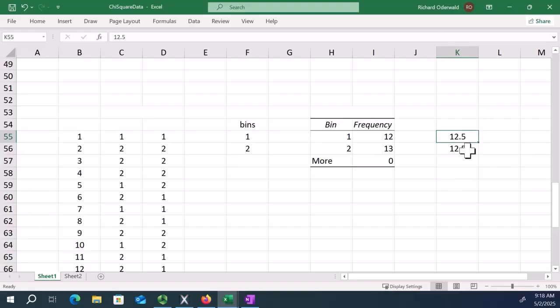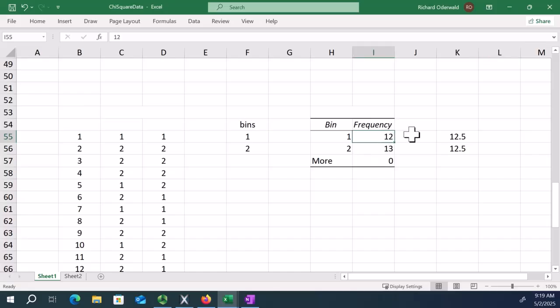So if I want to do a chi-square test on this, the 12 and 13 that I have, or whatever numbers you've got, are the observed values. The 12 and a half and 12 and a half are the expected values. So to do the chi-square test, well, we'll do it the hard way. Pick a spot next to something, and everything I've got here is all lined up.